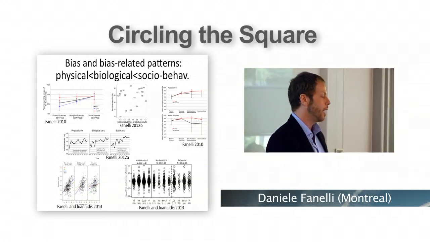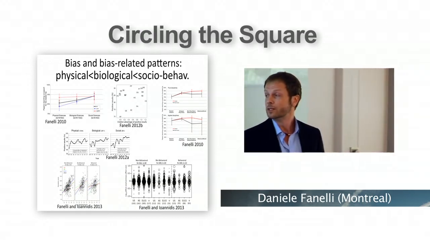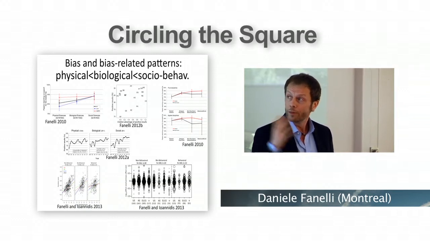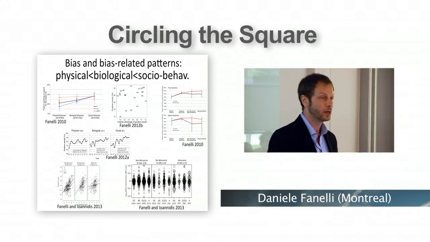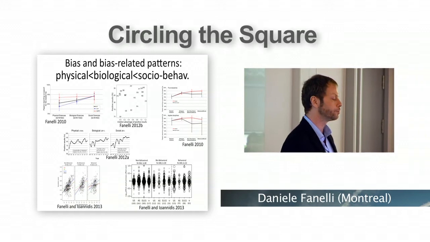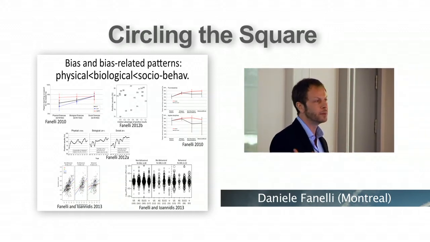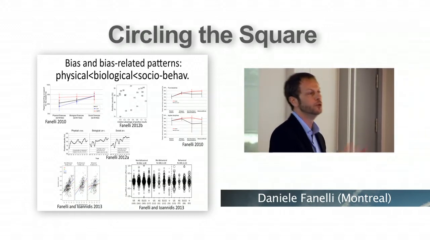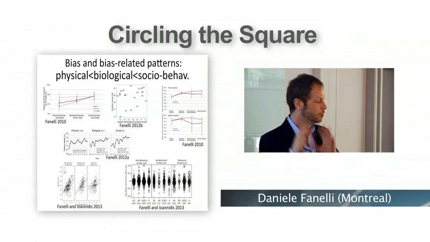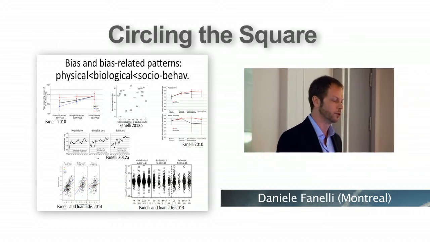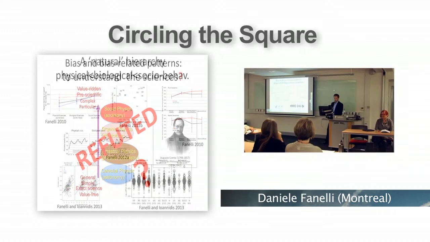And something that I did quite a bit was to use proxies to measure bias or bias-related patterns in the literature. And without going into the details of these different figures, what they illustrate is a pattern that I came across a few times, which is whatever I'm measuring tends to increase, moving from the physical to the biological to the social science, to behavioral studies.